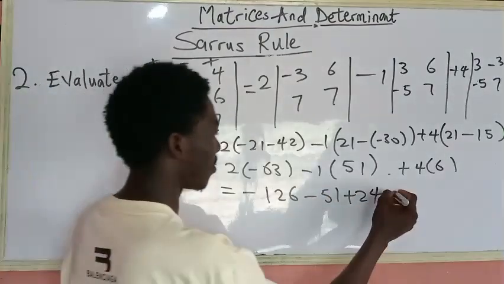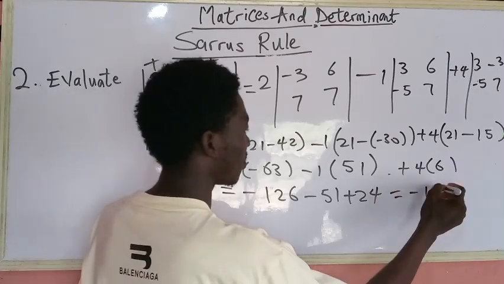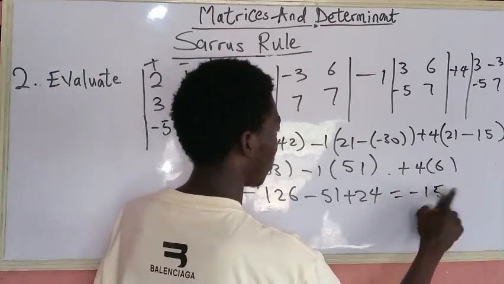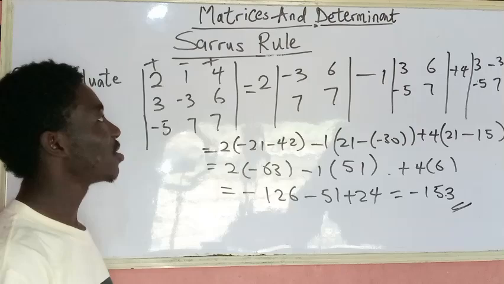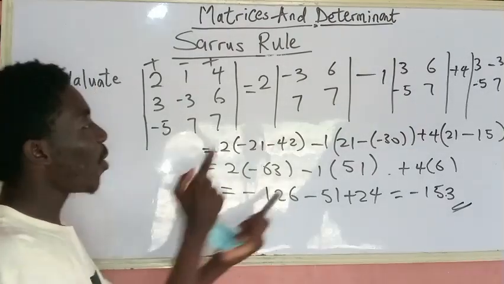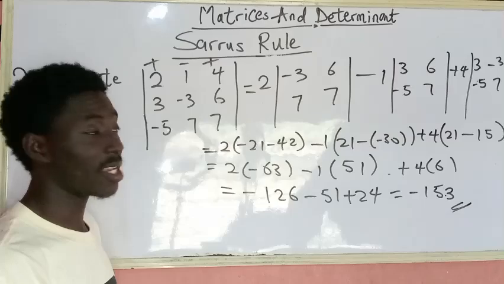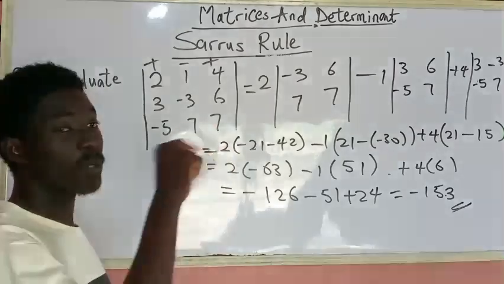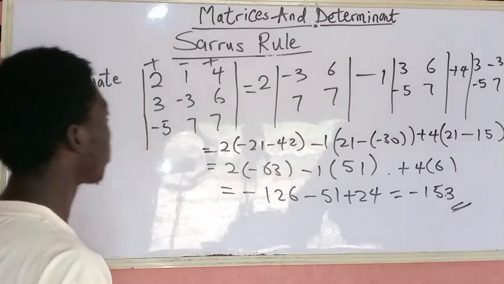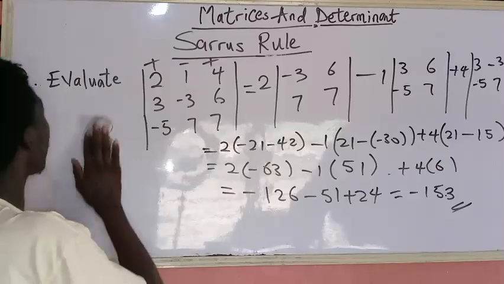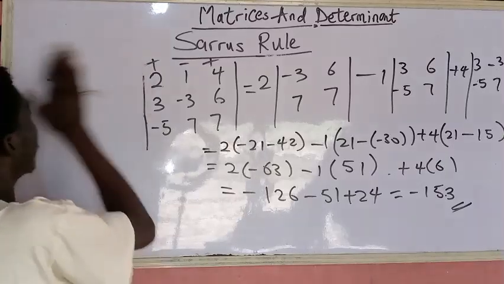And you know what this will give us? This will give us minus 153, which is the same with Sarrus rule. So you can see either using Sarrus rule or using this, you get the same answer. I prefer Sarrus rule because you are just multiplying the diagonals of the determinant. So let's go on to take a last example.